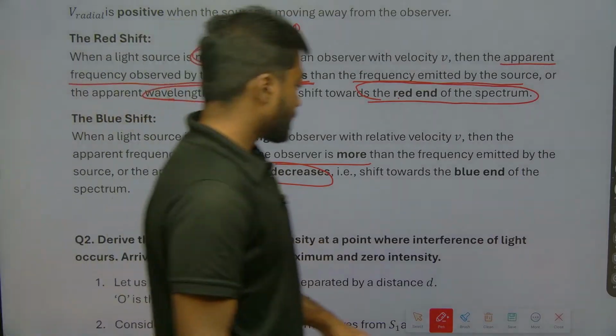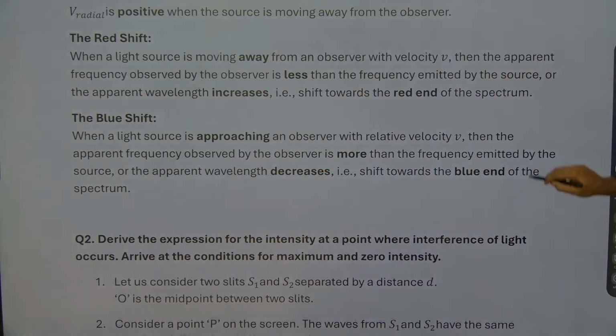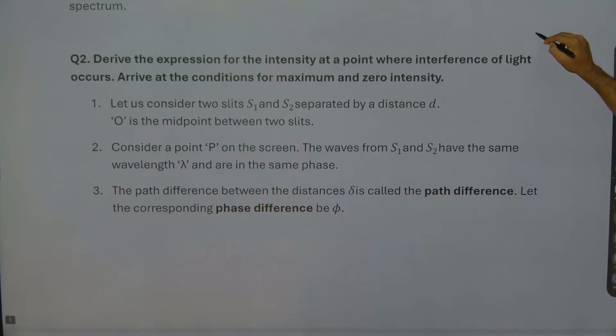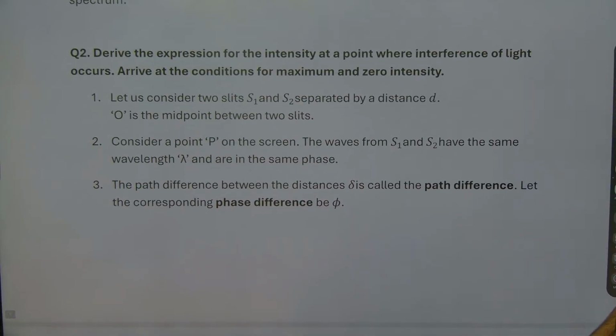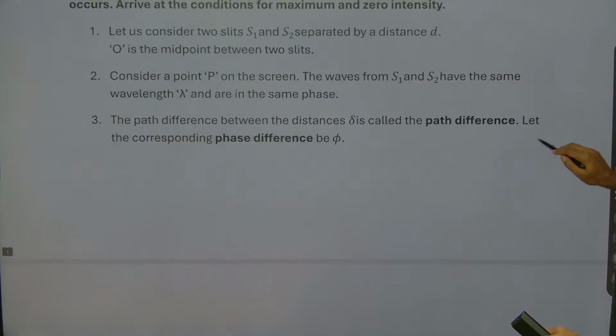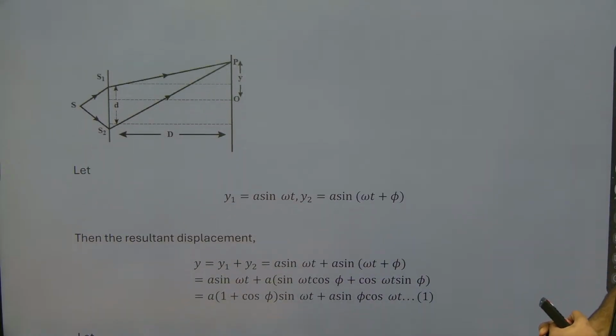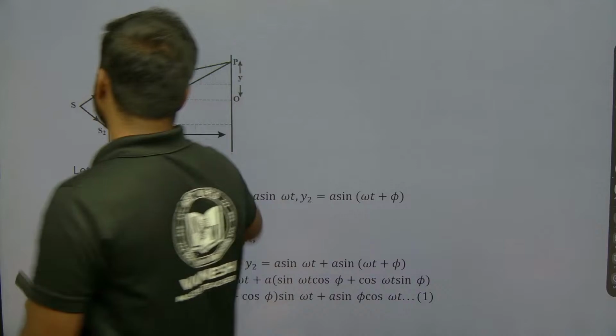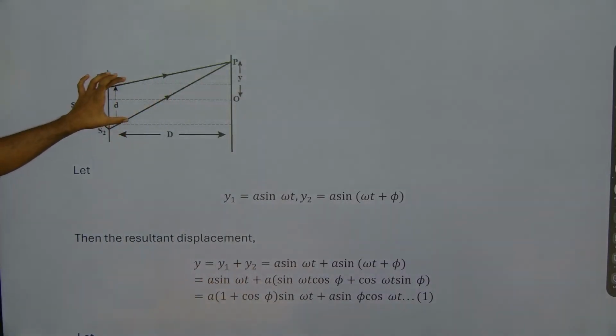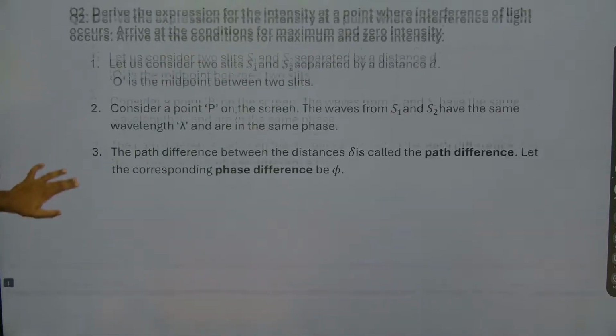Okay. So, the next question, second question: derive the expression for the intensity at a point where interference of light occurs. Derive the condition for maximum and zero intensity. So, this will be my diagram, like S1 and S2, the slits, and between them the distance will be d. Let me take the points first.